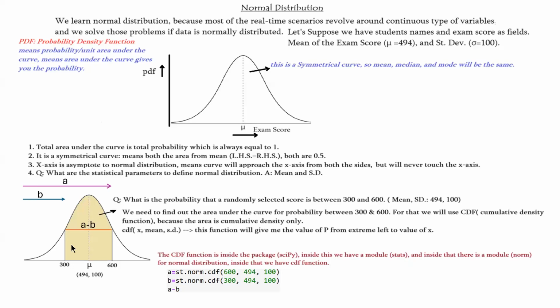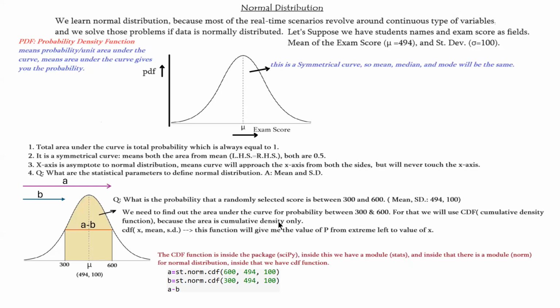So now we have to find out this colored area. What is this colored area? This is the probability. What is the probability that if I pick any student, her score will come between 300 and 600? So we have to find out this area. How can we find it out? We can use one function called CDF, that is cumulative density function.